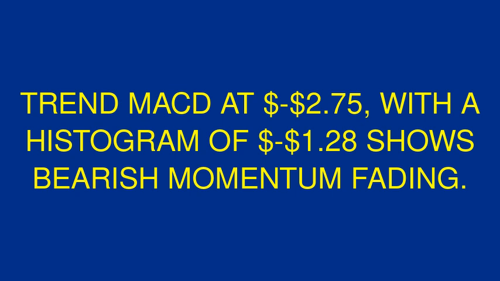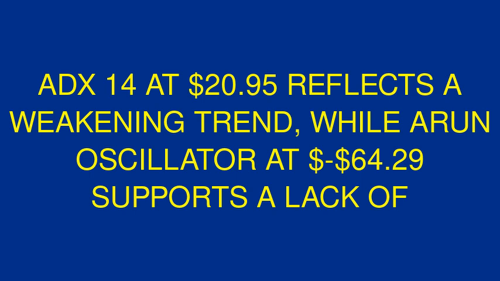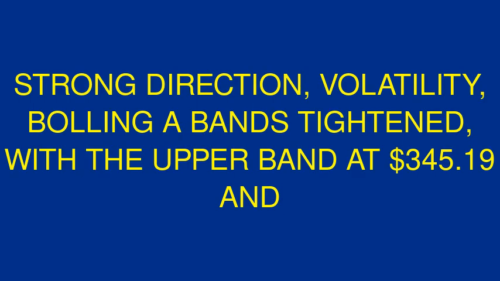Trend. MACD at -2.75, with a histogram of -1.28, shows bearish momentum fading. ADX 14 at 20.95 reflects a weakening trend, while Aroon oscillator at -64.29 supports a lack of strong direction.